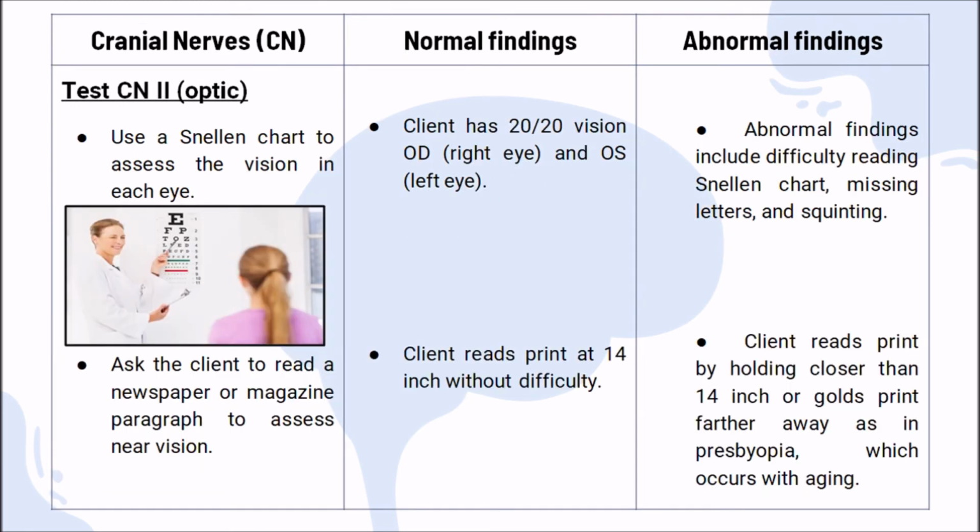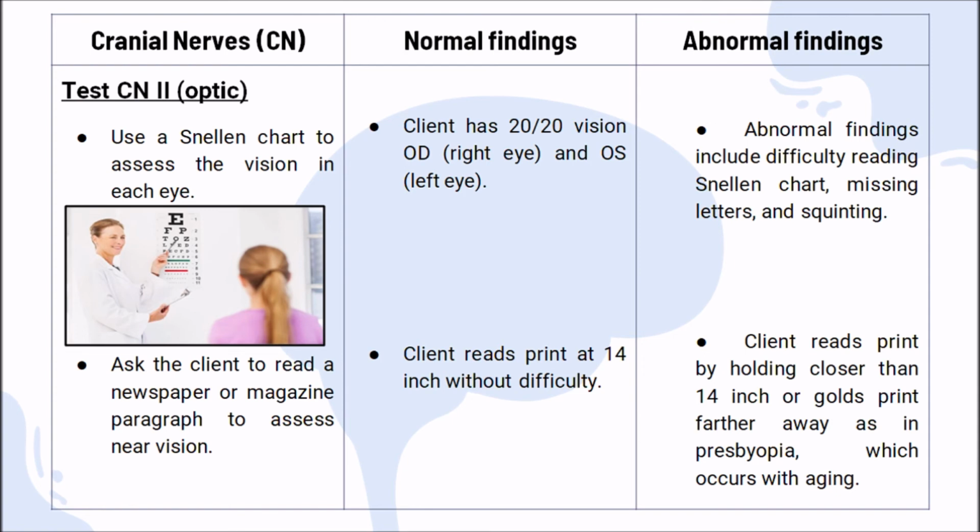Test for cranial nerve number 2, optic. First, use a Snellen chart to assess the vision in each eye. Normal findings. Client has 20/20 vision in the right eye and left eye. Abnormal findings include difficulty in reading the Snellen chart, missing letters, and squinting.